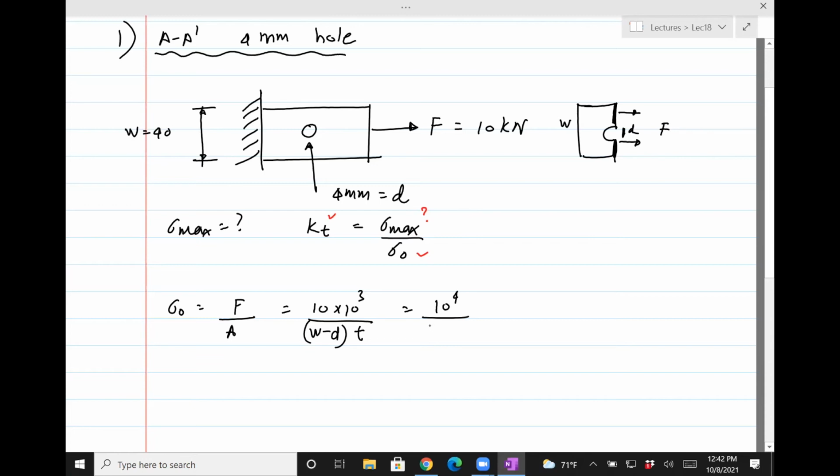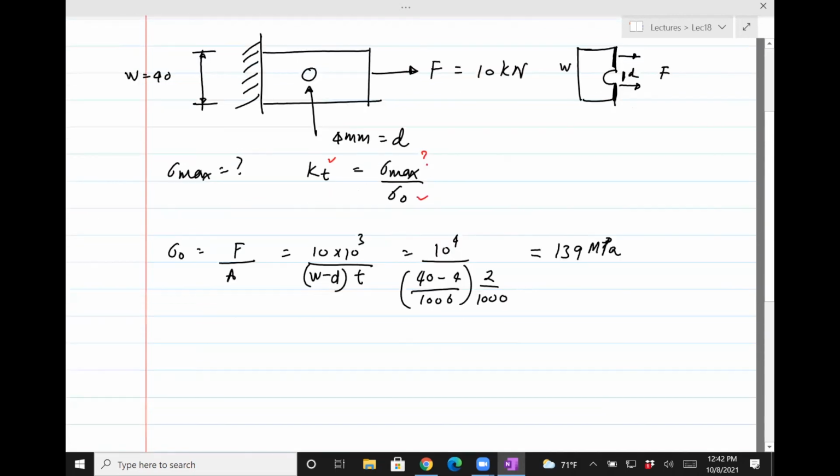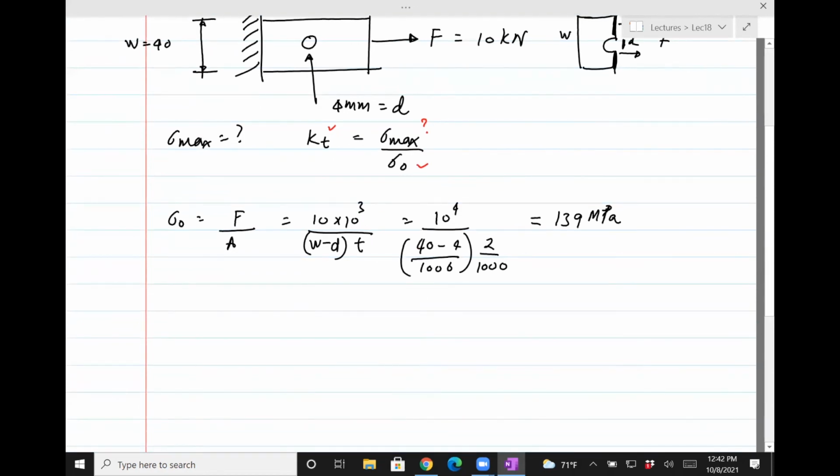And so W is 40, the diameter is 4, and I need to divide it all by 1,000 to convert to meters, and the thickness is 2 mm, so 2 divided by 1,000. When you do this math, it comes out to be 139 MPa. Okay, so we got sigma 0.